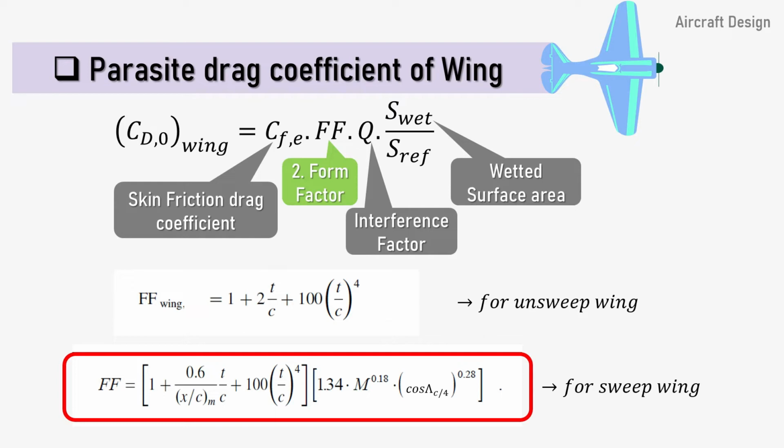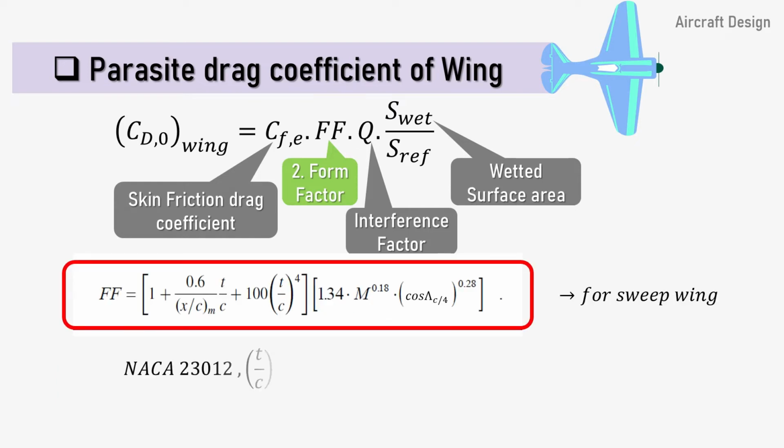In this design I have chosen a NACA 23012 airfoil, where the root thickness is 12% and the maximum thickness is at 29% of the chord. In this formula x/c is the location of the maximum thickness to chord ratio, M is the Mach number and lambda is the sweep angle. Now substituting all the values, my form factor comes to around 1.58.